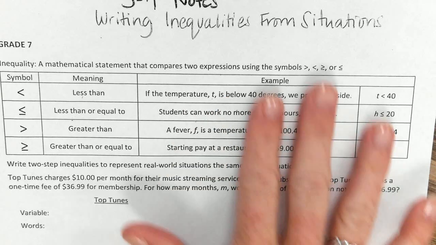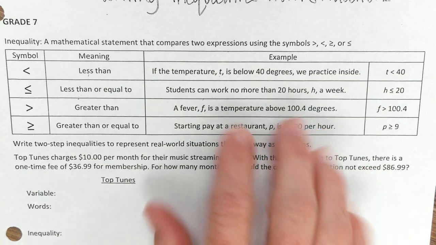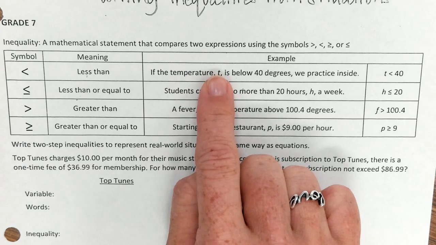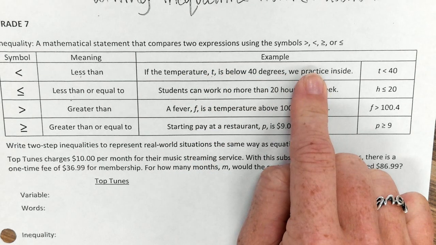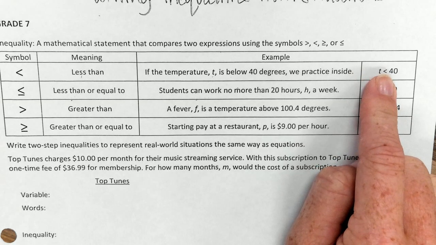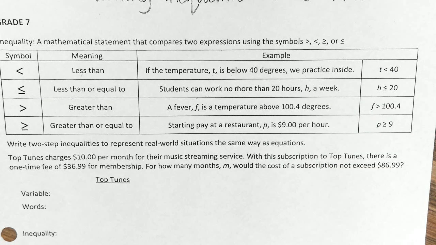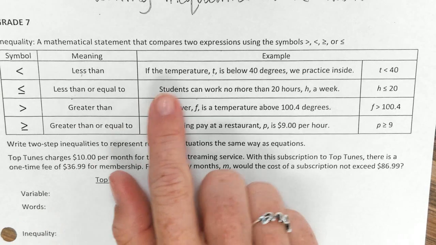So I've given you some examples right here. So let's look at the first one. If the temperature T is below 40 degrees, we practice inside. How would you write that? If the temperature is less than 40, because below 40 means less than.